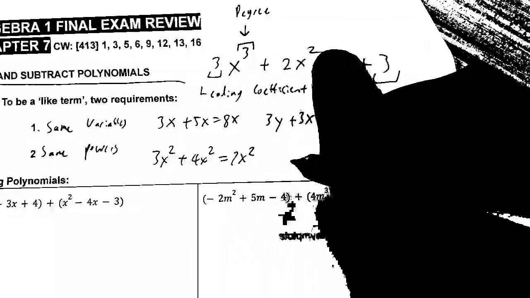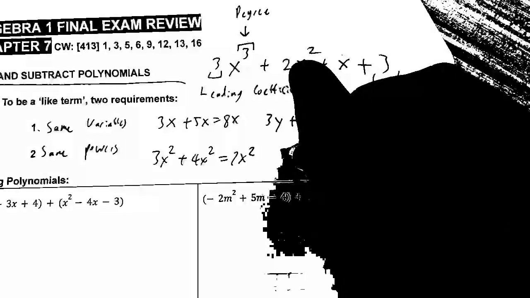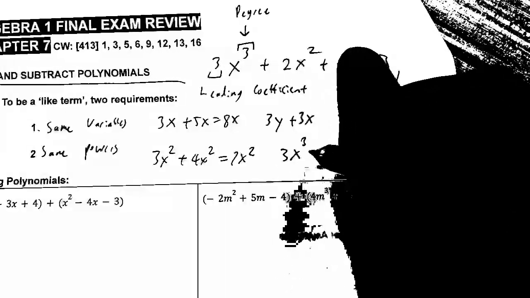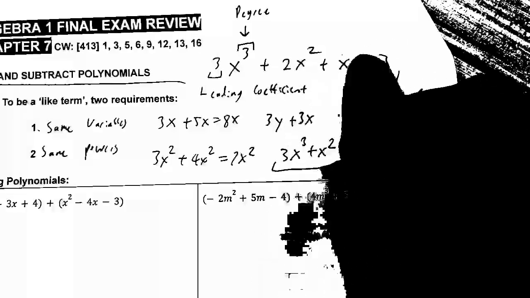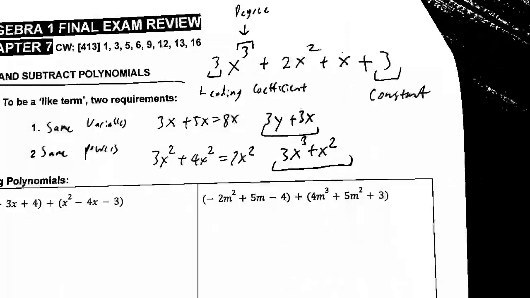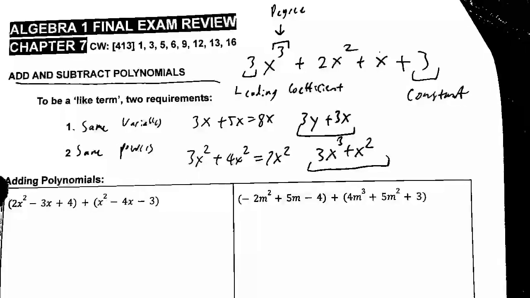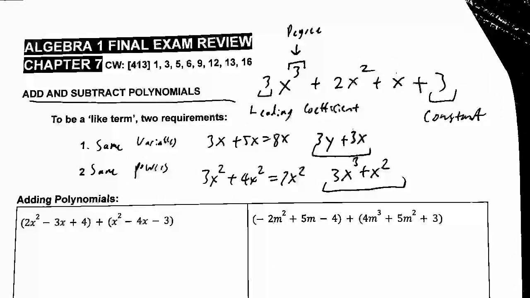Do we have a second to copy everything down? Yeah, I'm not going to rush. And then if you have 3x cubed plus x squared, I cannot add these. These stay separate. Does that make sense? Any questions on that? This is familiar, right? Same variables, same powers.